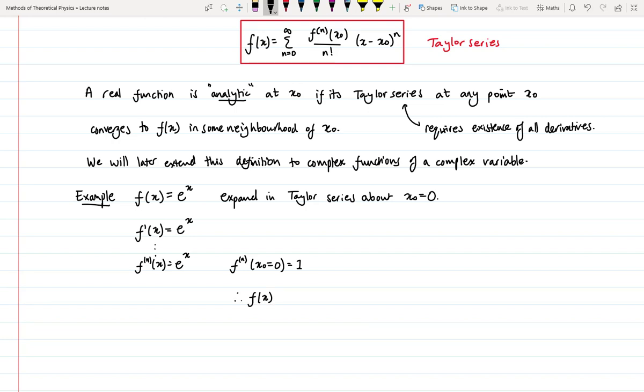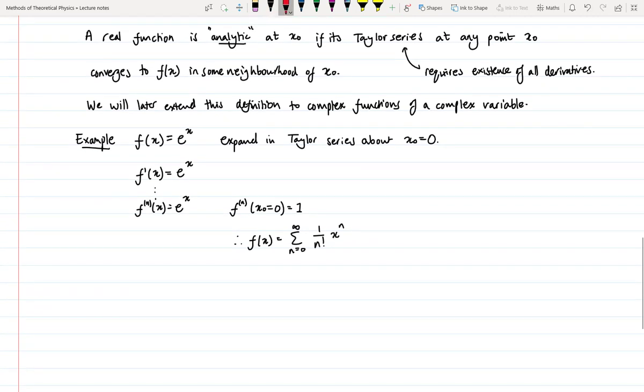Therefore, the Taylor series looks like this. It's the sum from n equals 0 to infinity of 1 over n factorial, and then x minus 0 is just x to the n. And this is our Taylor expansion of the exponential function about the point 0.